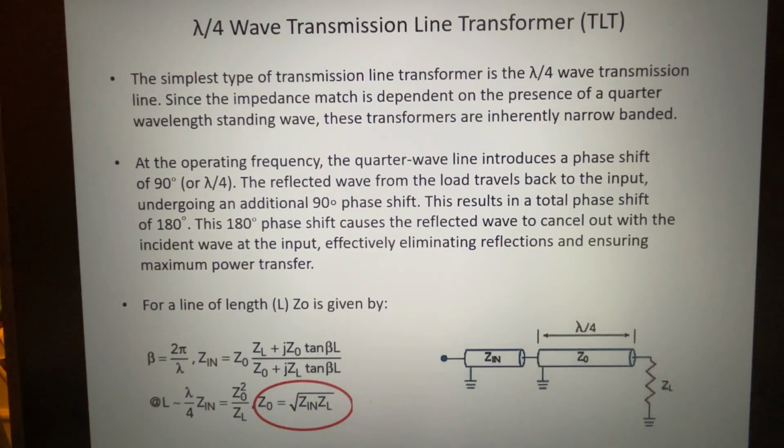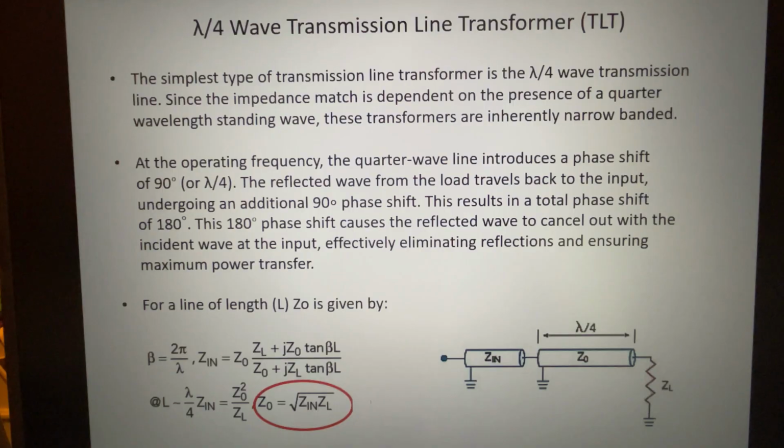Okay, so how do we actually use transmission line in impedance matching? This is the simplest form of impedance matching that we can use, but the restrictions are it's only effective for resistive loads, so only where we have a real part, not an imaginary part, and it only works at a quarter wave of the incident frequency, so basically it's going to have a very narrow bandwidth.